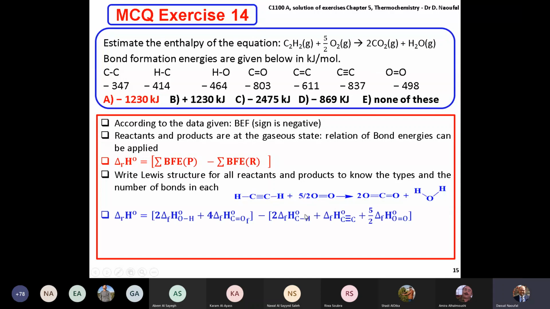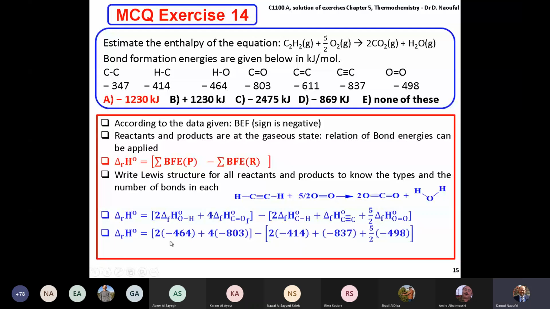So now we apply the relation. Delta H of the reaction is equal to 2 times delta H of the bond OH, since we have 2 OH bonds, plus 2 bonds C double bond O times 2, so plus 4 delta H of the bond CO, minus, we have 2 bonds CH, and 1 bond CC, and 5 over 2 bond OO.